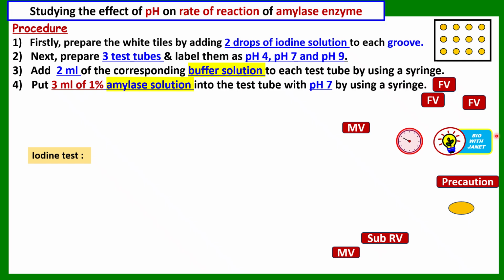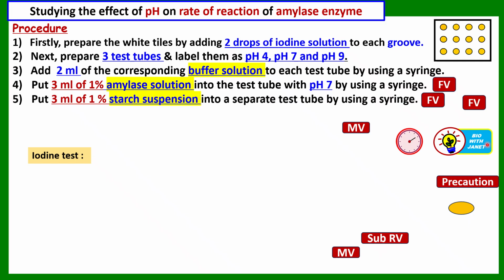Now you've got all the buffer solutions ready in the test tubes. You put 3 ml of 1% amylase solution into the test tube with pH 7 by using a syringe. So this is your FV. The volume, which is 3 ml, and the concentration of the amylase solution, which is 1%, are fixed variables, or constant variables. So add the enzyme amylase to the buffer solution in the test tube.